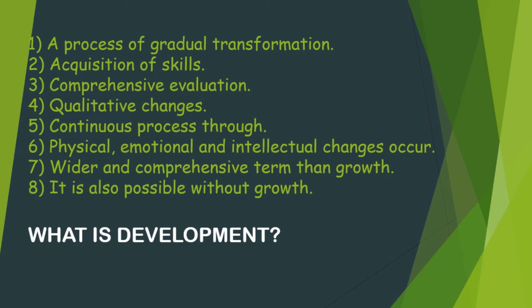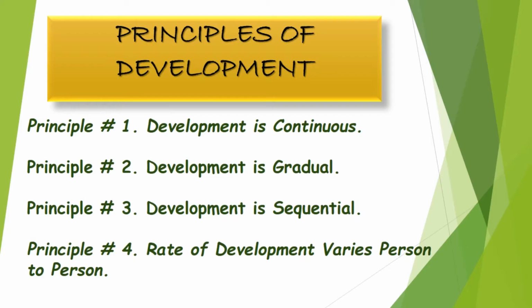Let us now talk about the principles of development. There are 12 principles in total which we are going to study. The first principle is that development is continuous. The second says development is gradual. Third, development is sequential. And the fourth, rate of development varies from person to person. Let me tell you about these principles in brief.